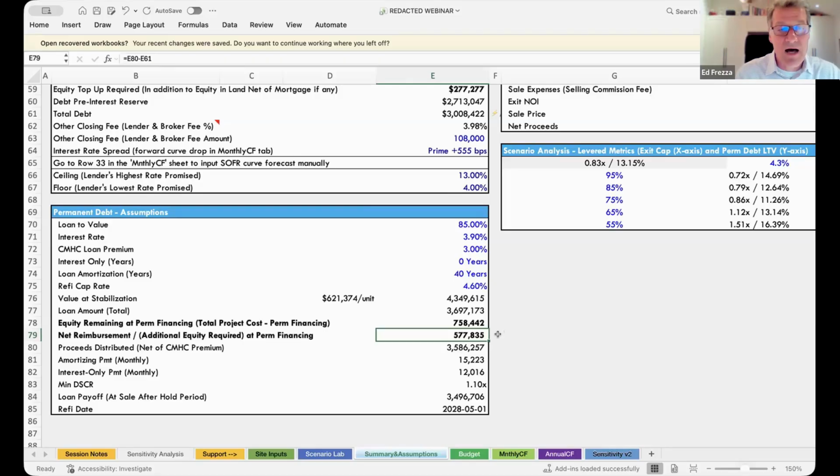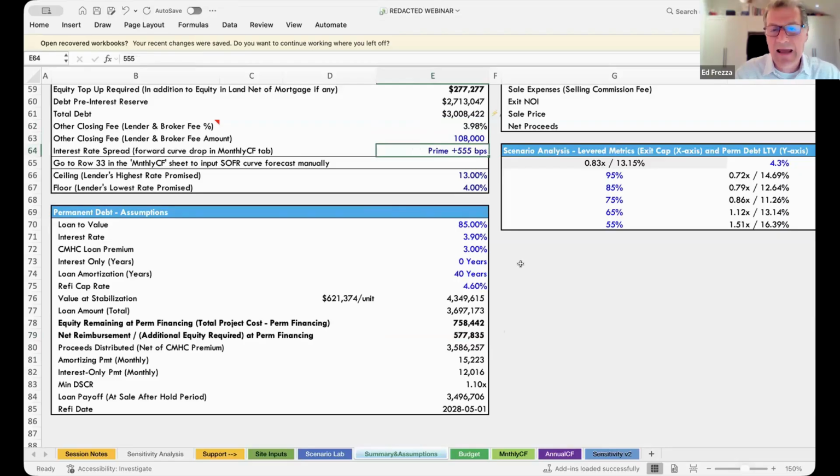Up above there on line 62, we're showing that you've got a construction financing. Typically it's 4%, so that's a $108,000 fee that you'll be paying, prime plus 555 basis points. That's what BIPS stands for, basis points, 5.55%.